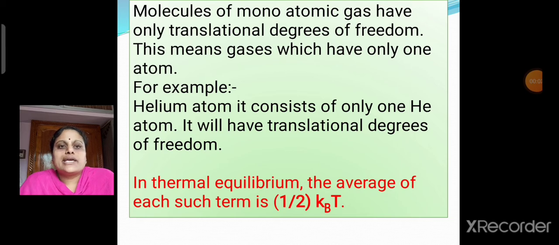Molecules of a monatomic gas have only translational degrees of freedom. For example, a helium atom consists of only 1 atom and will have translational degrees of freedom alone. In thermal equilibrium, the average contribution of a translational degree of freedom is half kBT.